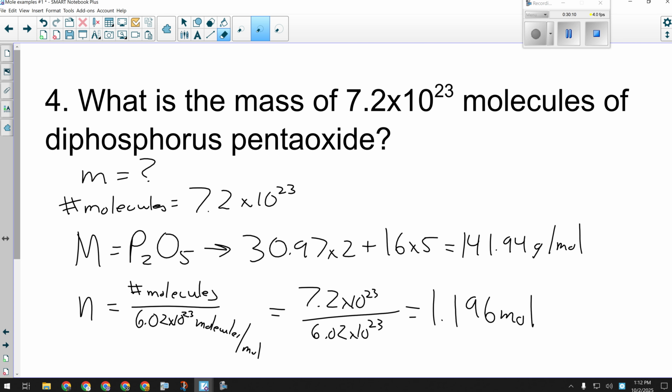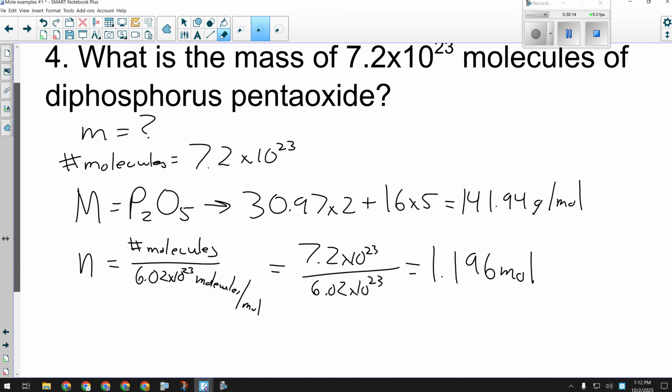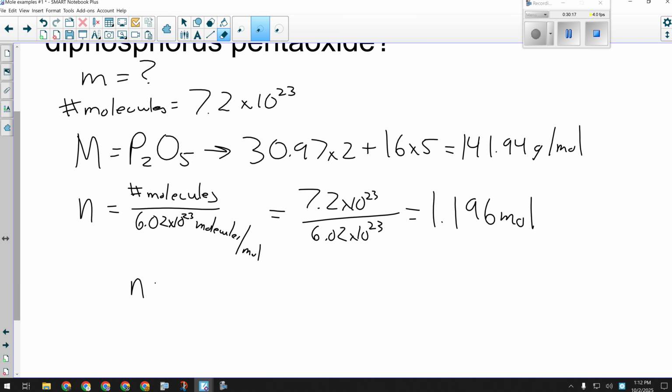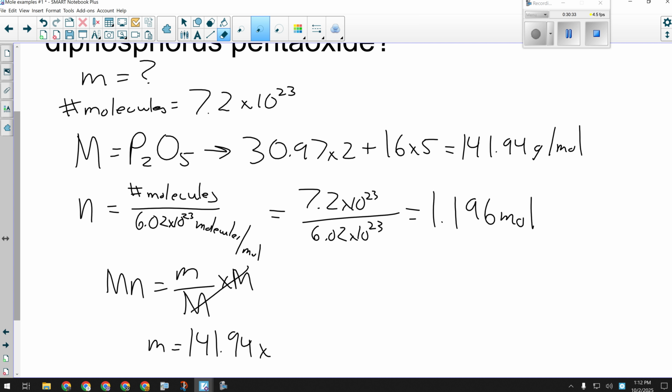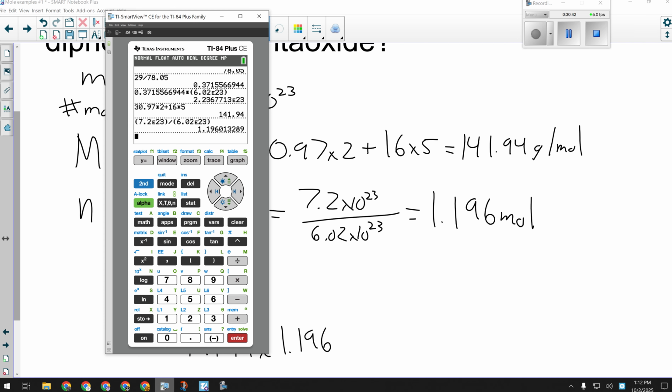Okay, now that I have n and big M, I can calculate little m. I got to do a little manipulating, but that's it. Little m over big M, I just need to get little m by itself, multiply both sides by big M. All right, so little m is going to be 141.94 times 1.196. Okay, so that's grams per mole, that's moles, I'm going to be left with grams.